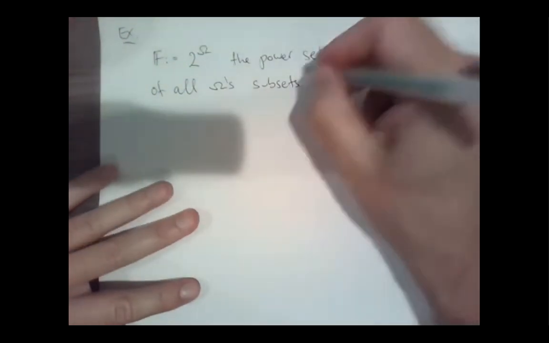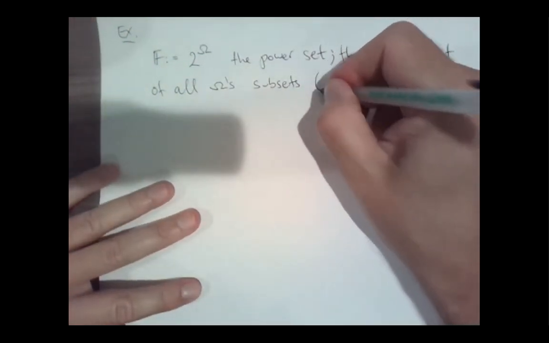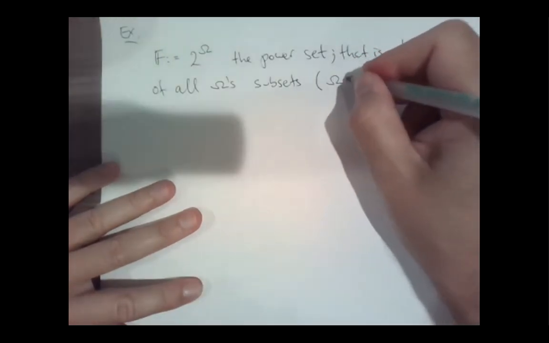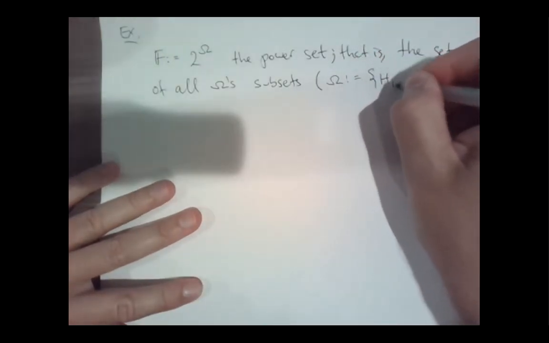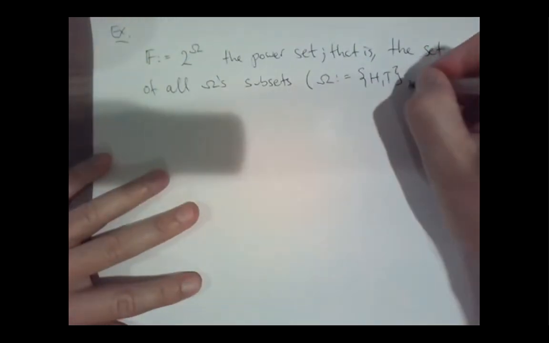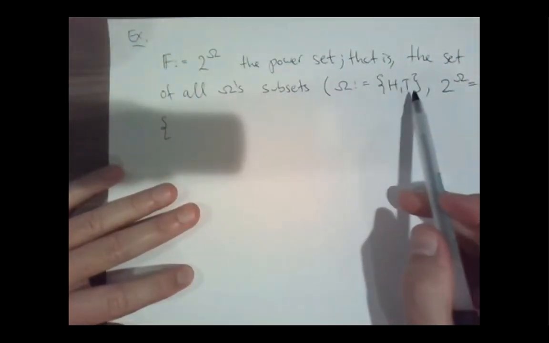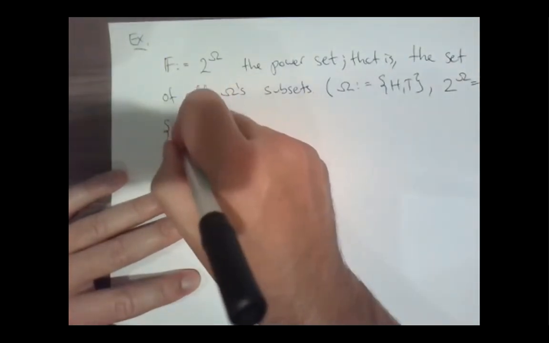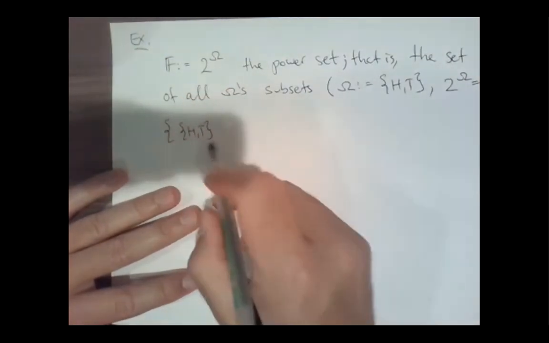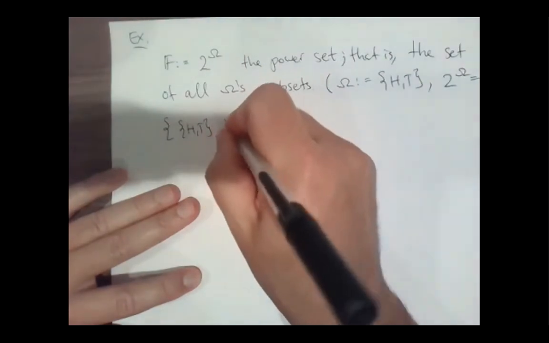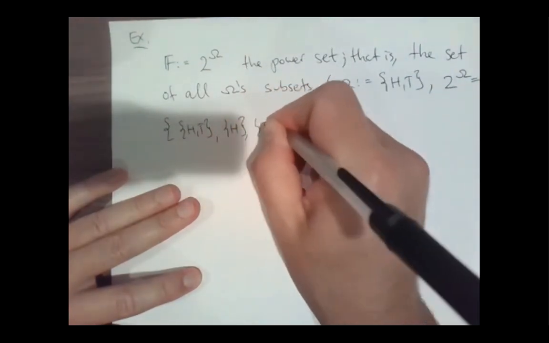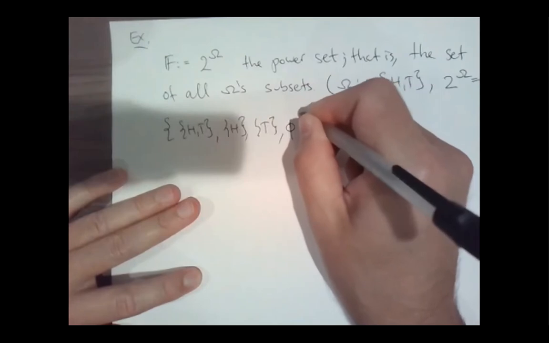So for example, if I were to do the one we had last week, where omega would be just H and T, in that case 2 to the omega would be a big collection. You take all possible subsets of this. So that would be HT itself. That's our omega, right? That has to be there. Then you take H, and you take T, and you take the empty set.